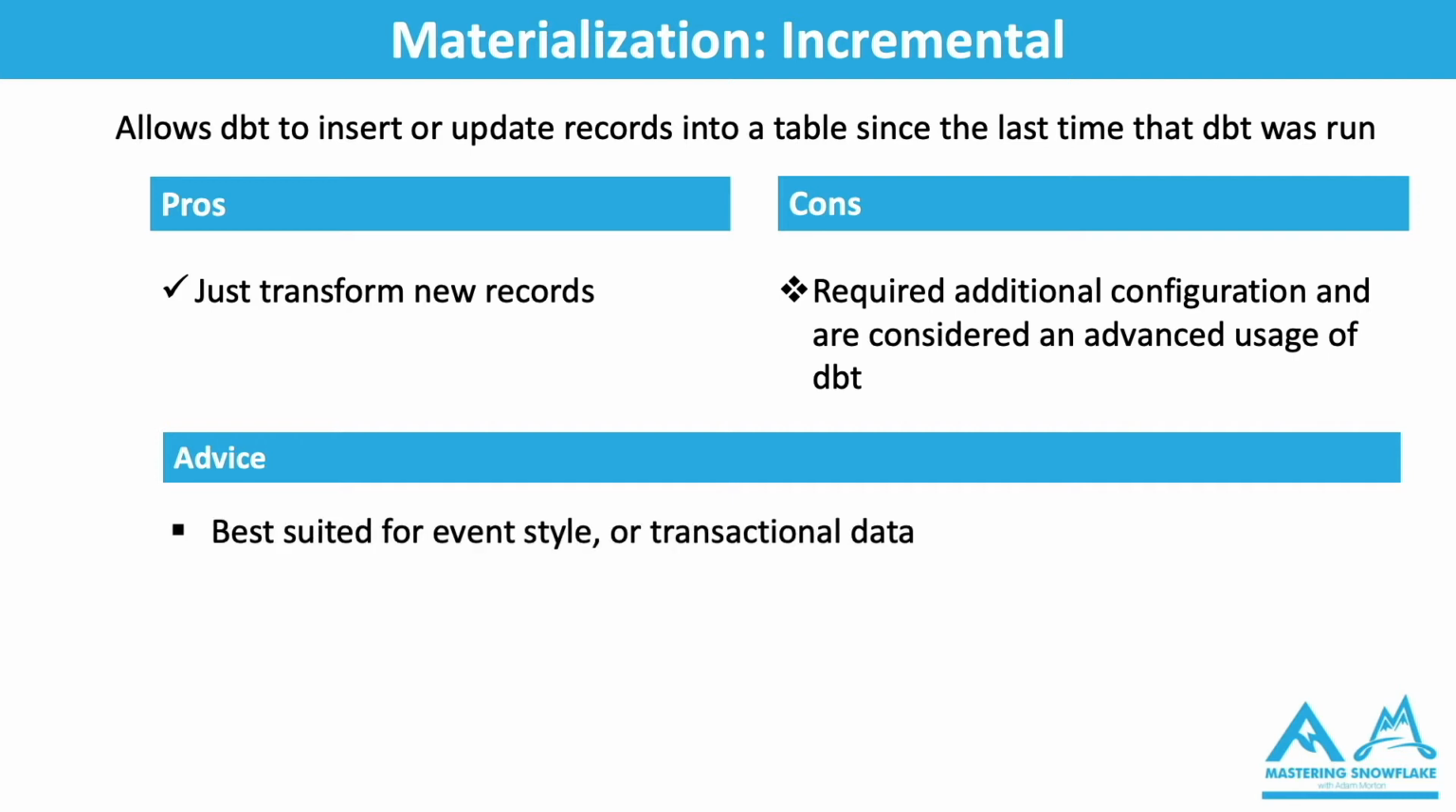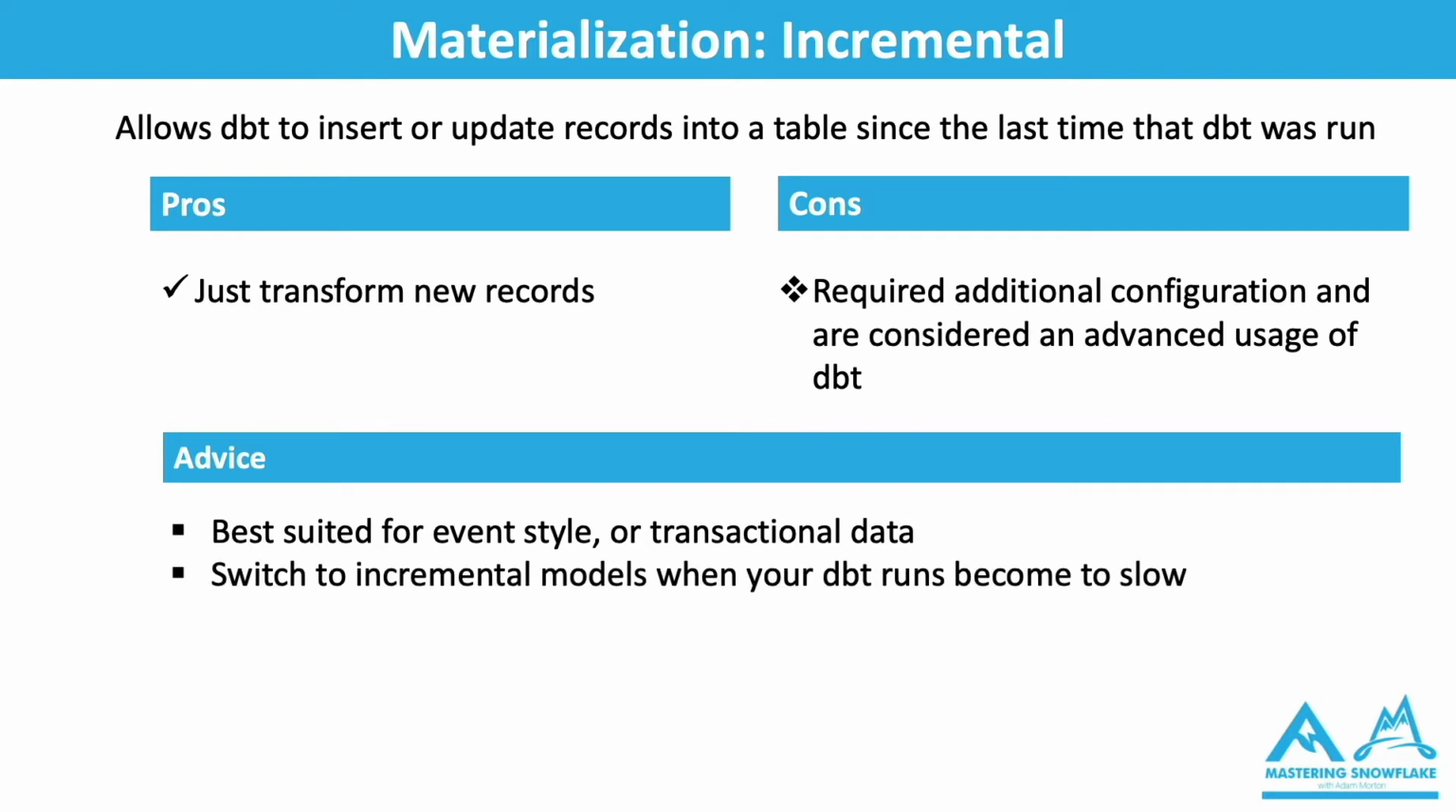Incremental is best suited for high volume transactional data or event style data where you're getting a lot of new data arriving quickly and you don't want to rebuild that table every time. You probably want to consider a switch to an incremental model when your dbt runs start to become too slow because you're processing a large amount of data each time.